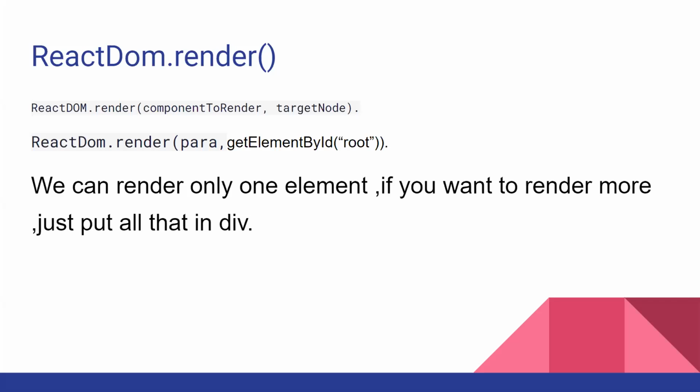You can see this simple example of the para element in the last slides. In React, root is always the first element. We are getting the target node by getElementById.